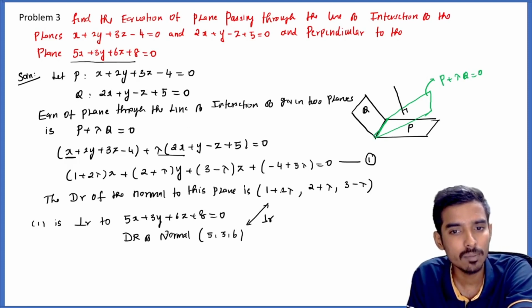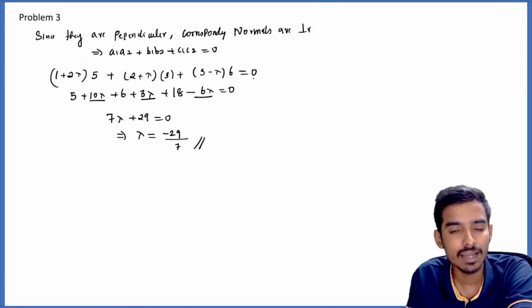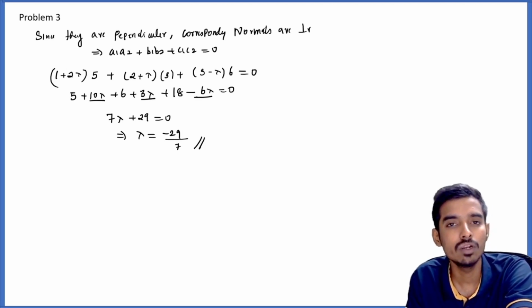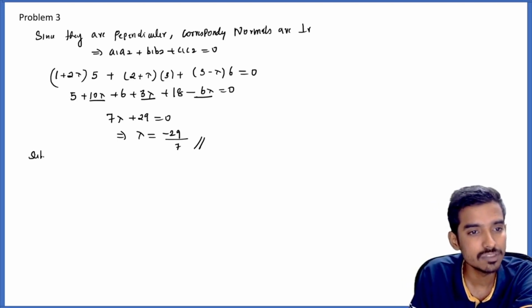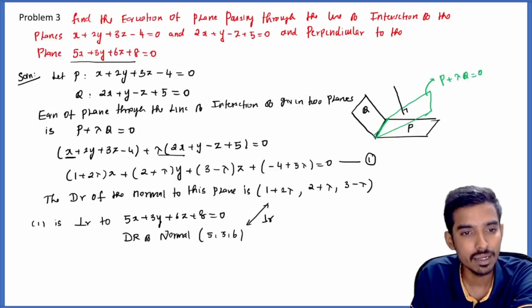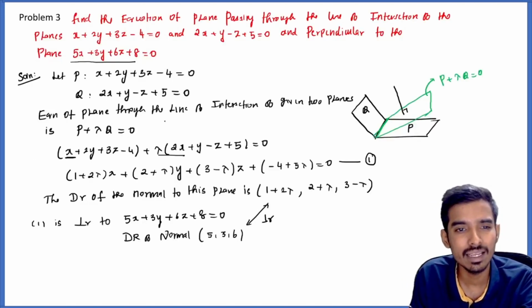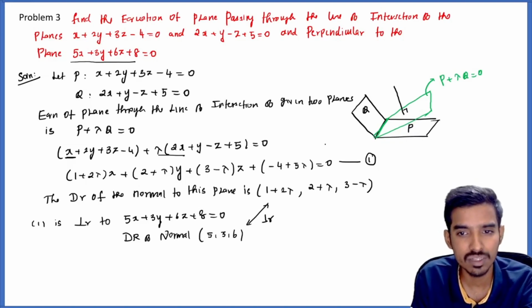So 5 into (1 plus 2 lambda), 3 into (2 plus lambda), 6 into (3 minus lambda) is equal to 0. So we'll have 5 plus 10 lambda, 6 plus 3 lambda, 18 minus 6 lambda, and lambda comes out equal to minus 29 by 7. So substitute in equation 1. You can substitute here or anywhere, no problem. Both are going to give the same answer.